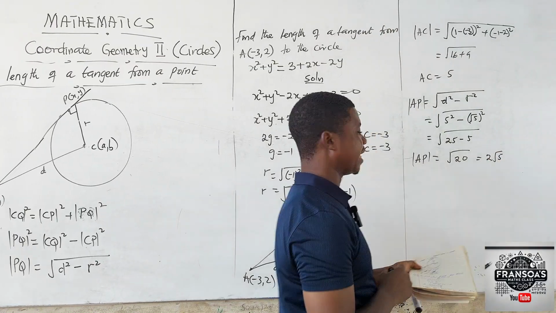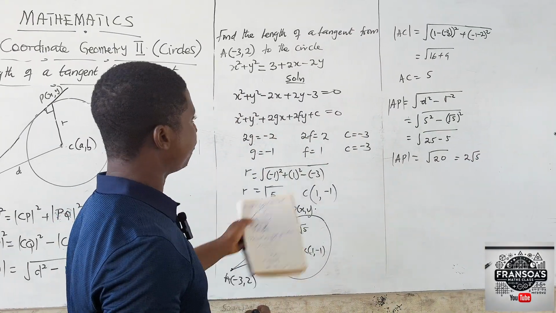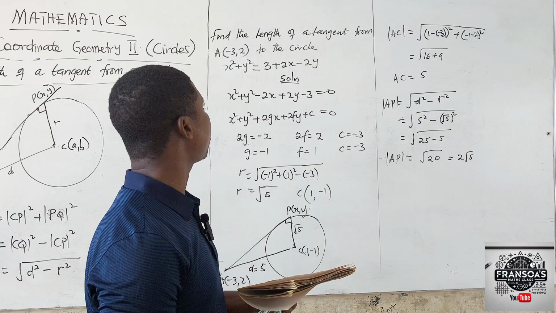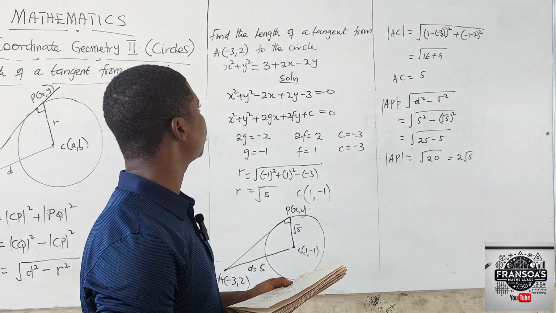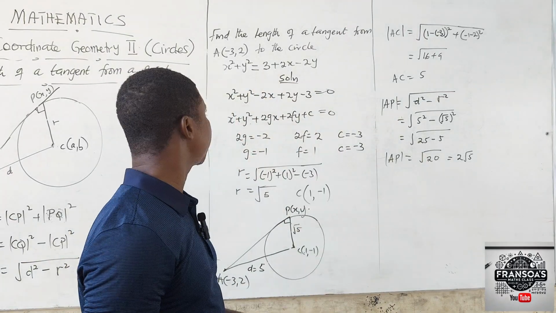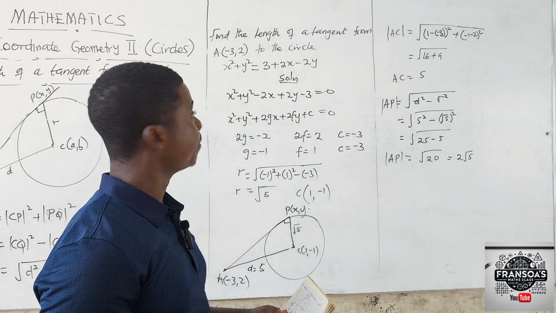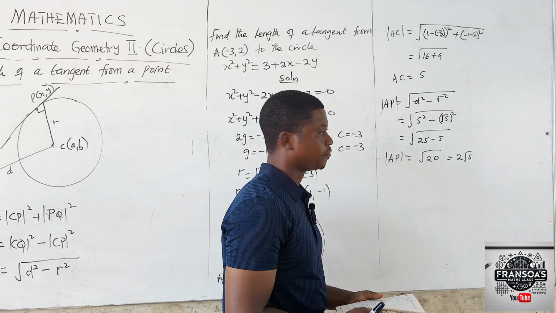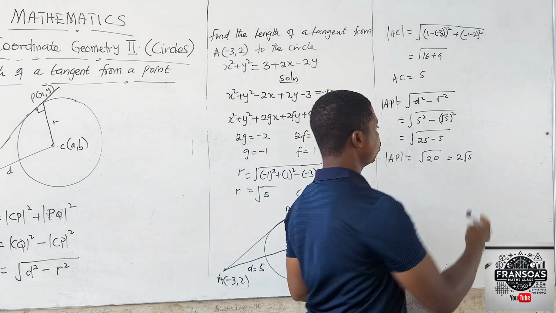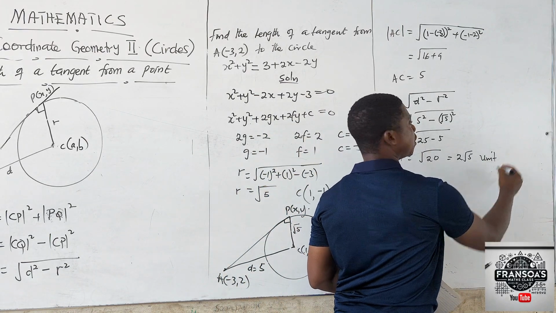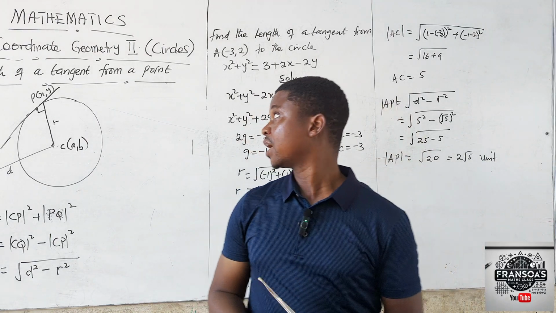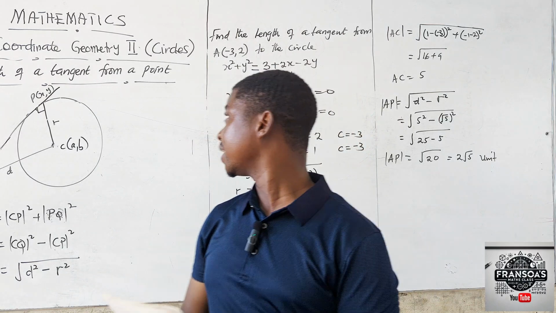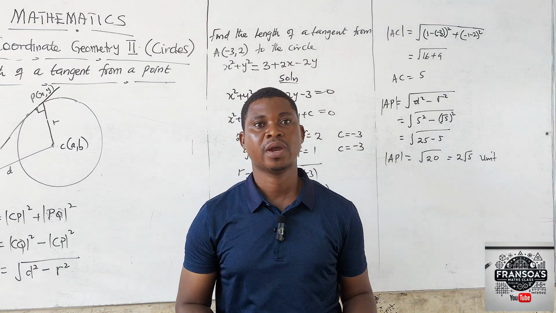So the length of the tangent from (-3, 2) to the circle x squared plus y squared equal to 3 plus 2x minus 2y is 2√5 units. All right, so this brings us to the end of the topic, the length of a tangent from a point.